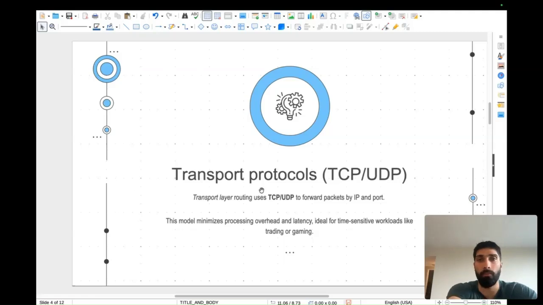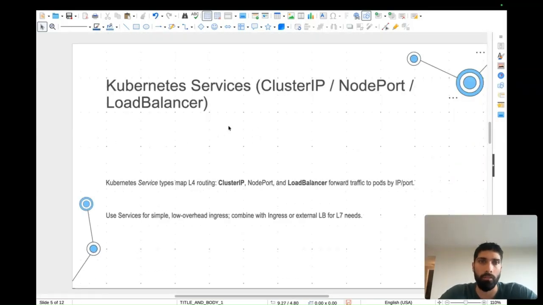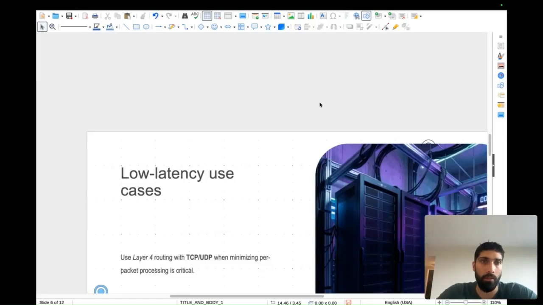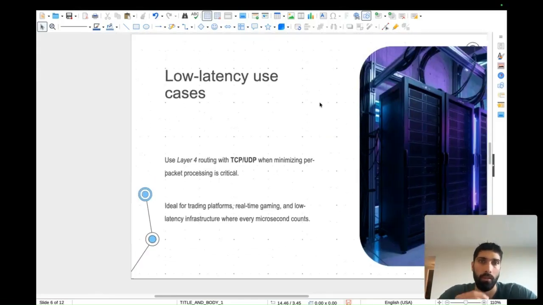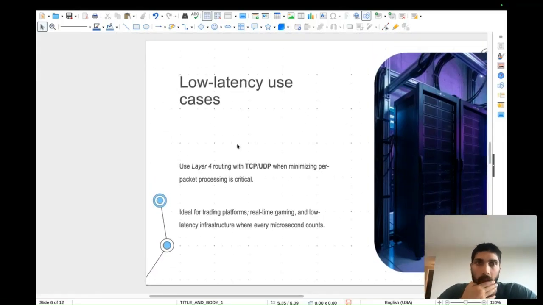The reason why it's very fast is because there's much less overhead and latency. Meaning, unlike HTTP, all it really contains is the IP address and port. There's not all this information that's adding more latency. Kubernetes services, these are ClusterIP, NodePort, and LoadBalancer. They all use layer 4 routing. So, low latency use cases: I use layer 4 routing with TCP and UDP when minimizing per-packet processing is critical.